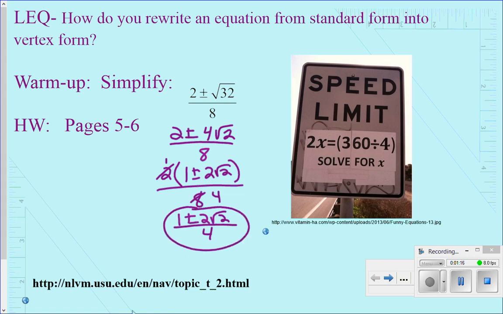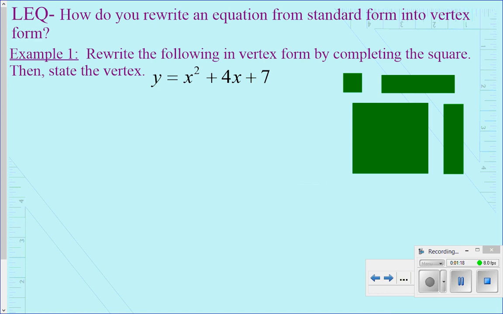Okay. So today in class, we learned how to go from standard form into vertex form. You know, the last few days we've gone the opposite way. We've gone from vertex form to standard form. So today we looked at a process called completing the square. So in your notes, go ahead and copy this equation, y equals x squared plus 4x plus 7.